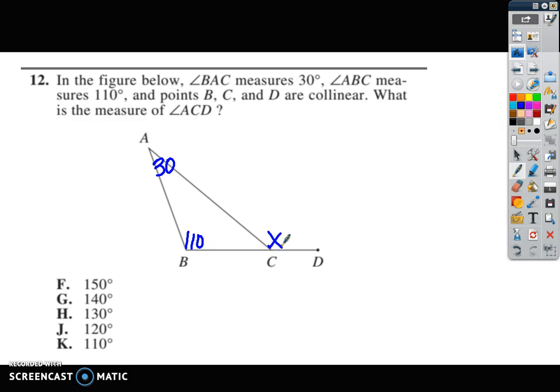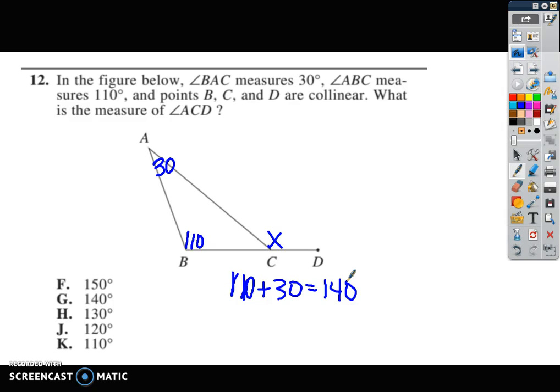First way is to know what's called the remote interior angle theorem. This is an exterior angle, it's on the outside. If you add your 2 remote interiors, that means the 2 that are not touching it, you actually get your answer. So if you do 110 plus 30, that's 140, and that's your answer. X is 140. So that's the quickest way.